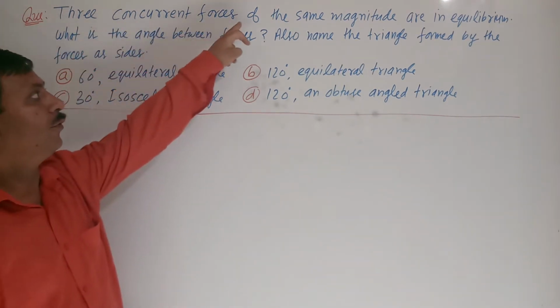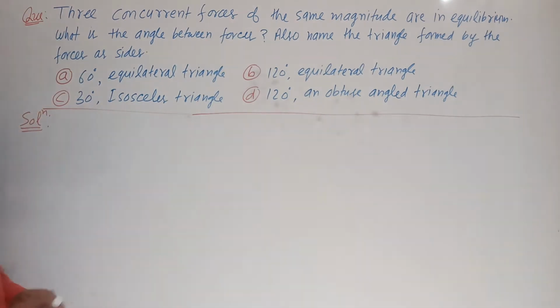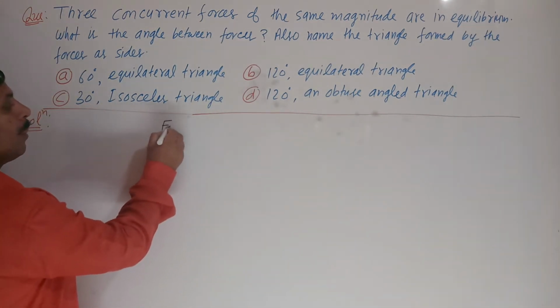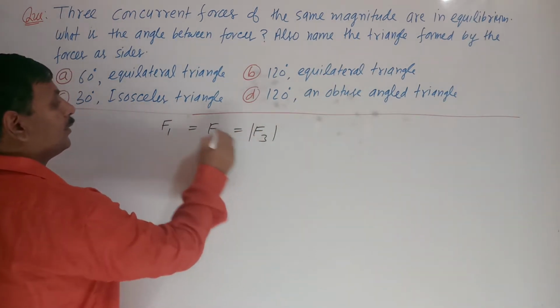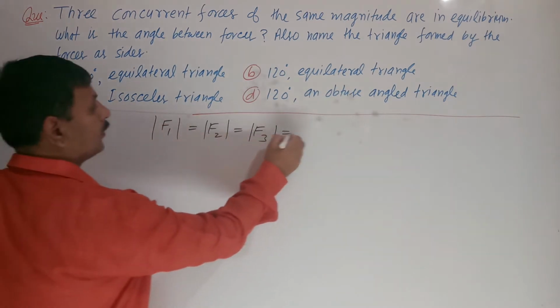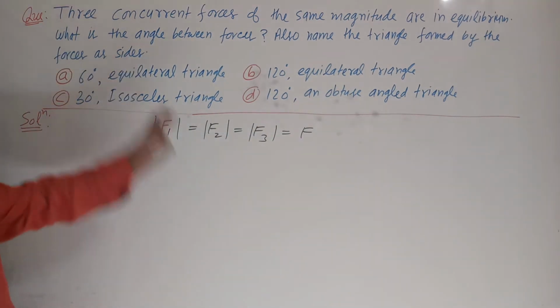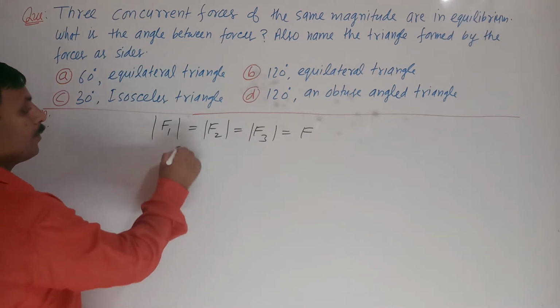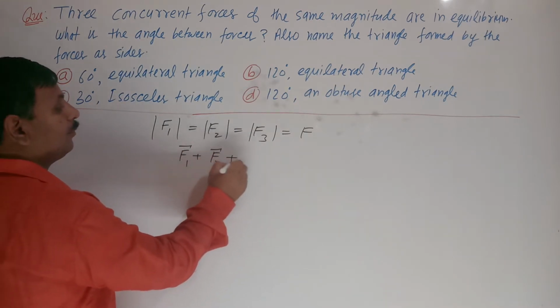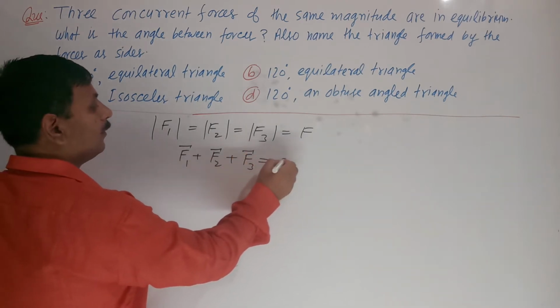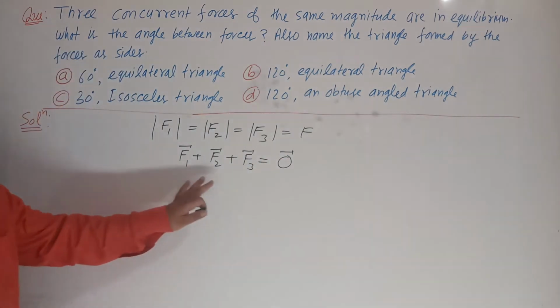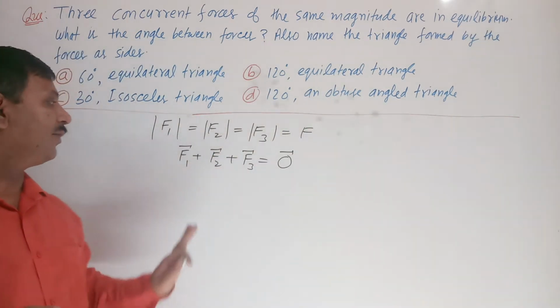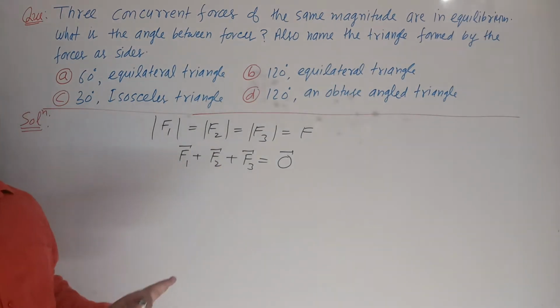See, three concurrent forces of the same magnitude are in equilibrium. What have they given? Three forces, and all have the same magnitude. They are in equilibrium. In equilibrium means force F1 plus force F2 plus force F3, their resultant, is a null vector. This they have given. Okay.